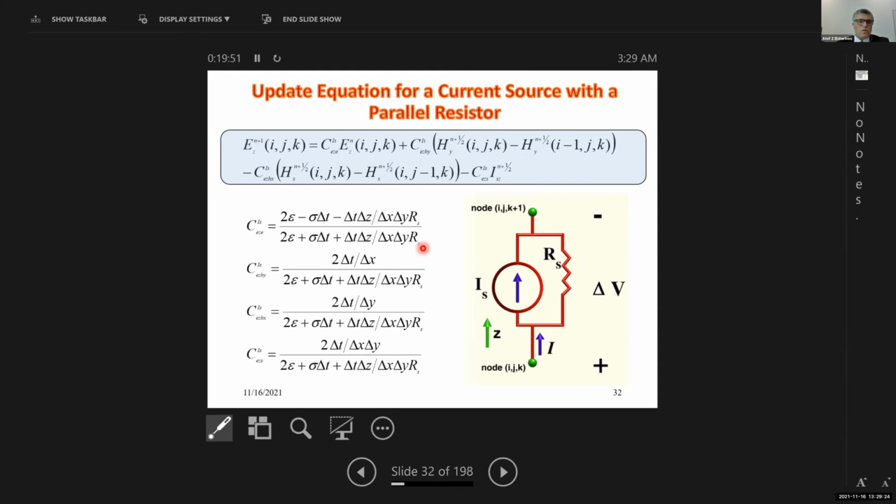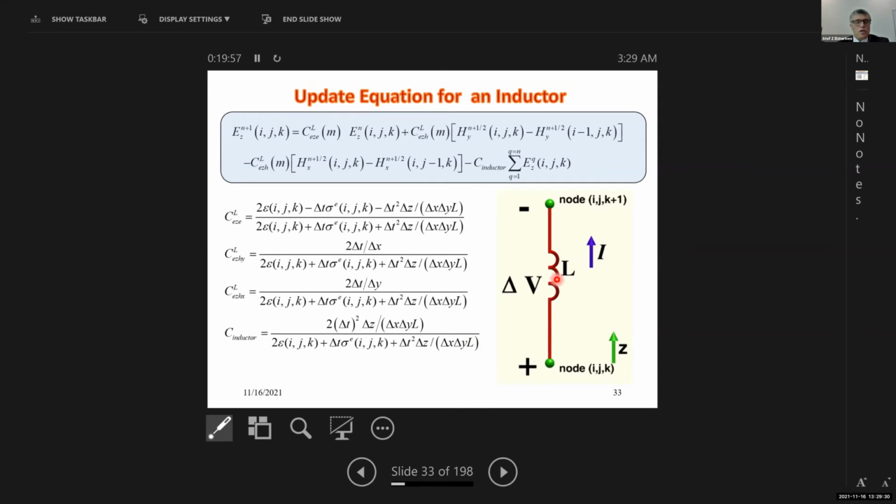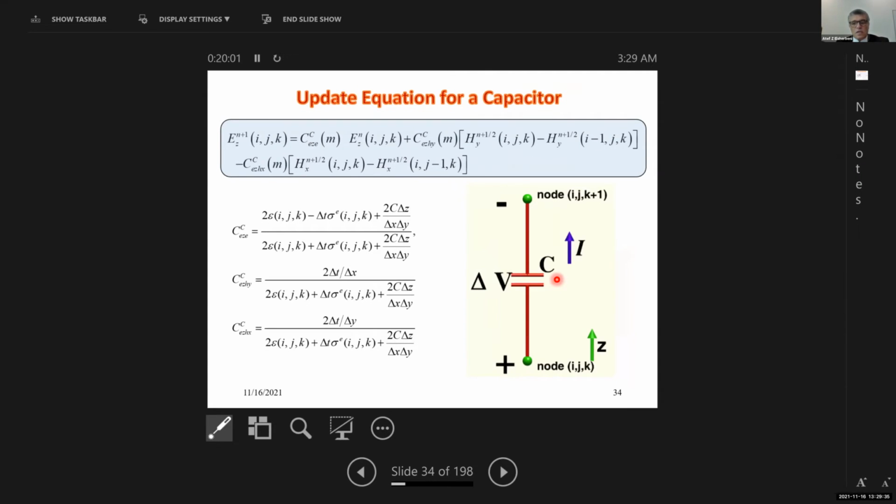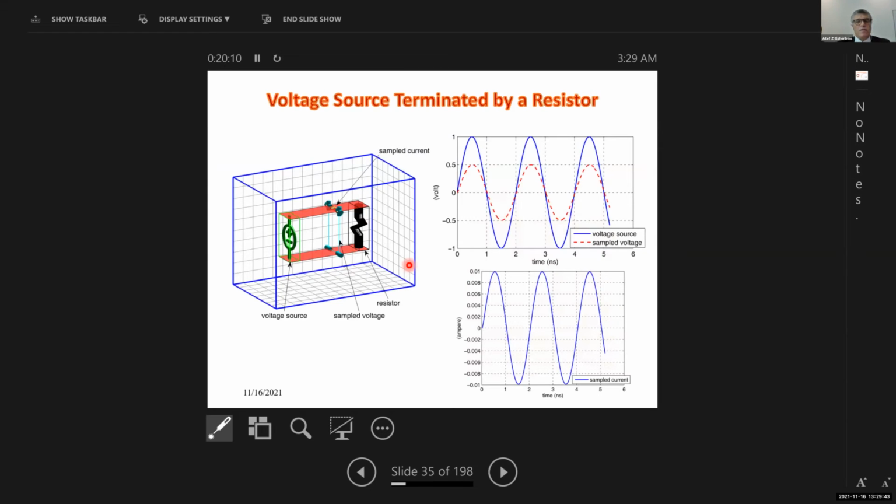The same thing we can do for a current source with parallel resistance. And the same thing we can do for an inductor and capacitor, and obviously a resistor as well. So the formulation for all these is very simple and straightforward, and we can put them in the same form. So let's look at some examples.